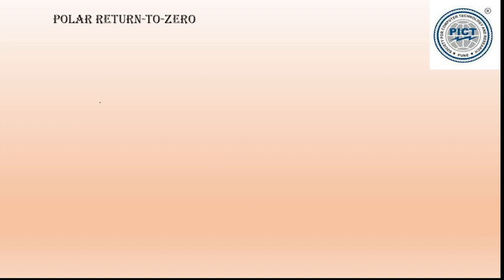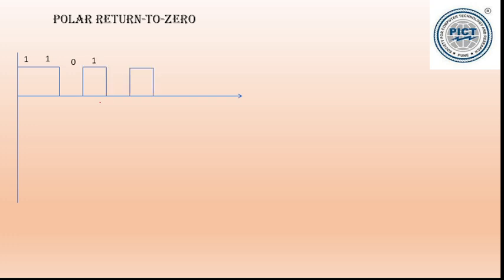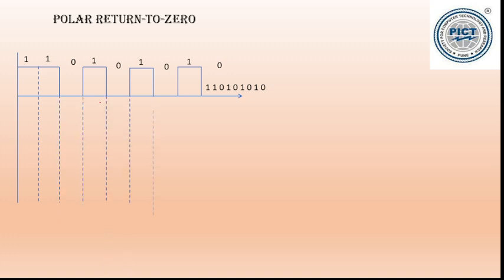Now let us move on to the next, that is polar return to 0. So first we'll draw the bits that need to be transmitted from the transmitting end. Same bit pattern we are considering here. Okay. Let's draw the propagation lines to show the time period and individual bits to be represented for the polar return to 0. T time period seconds for each bit. It is represented with 0 volt. So 1 is represented by plus V.